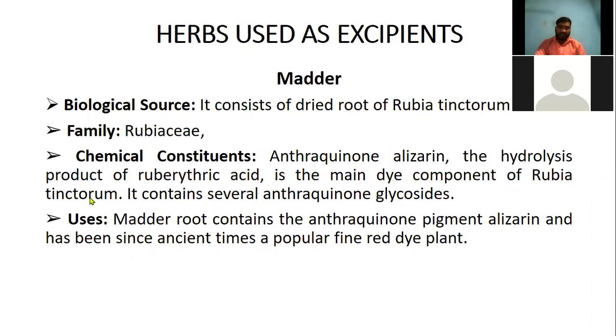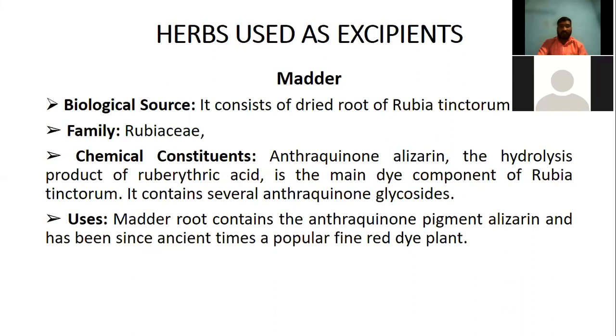This is the main chemical constituent that shows the dyeing or coloring property. It is rubiatic acid. It also contains several anthraquinone glycosides. And what are the uses? The madder root contains anthraquinone pigments like alizarin. Alizarin is the main pigment that we use, and it has been in our papers.